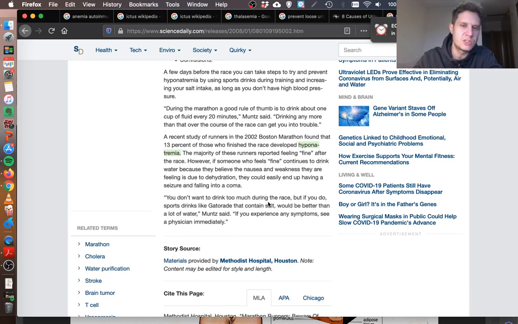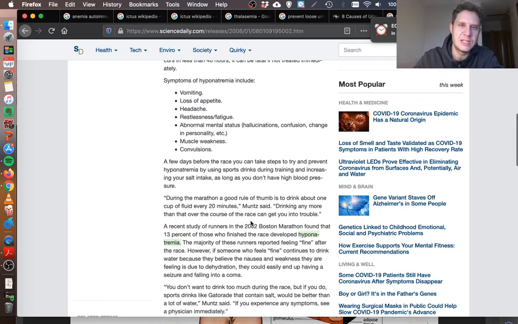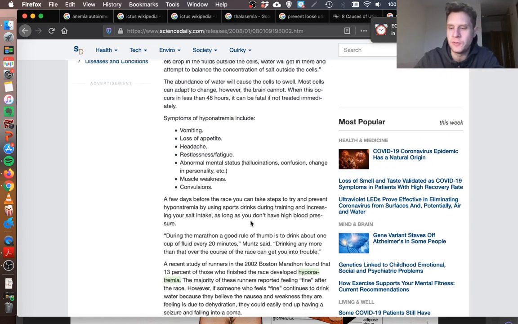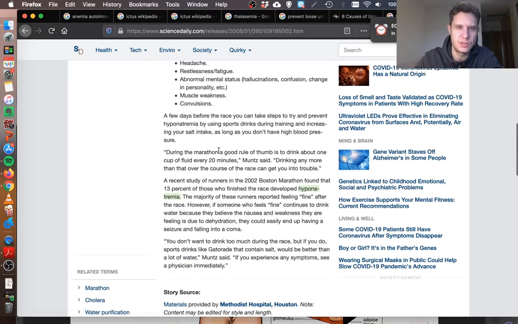You don't want to drink too much water during the race, but if you do, sports drinks like Gatorade that contain salt will be better than a lot of water. Good advertisement for this kind of drinks. So they say that you have to drink a cup of water, just a couple of shots, but every 20 minutes. Good rule of thumb: drink about 1 cup of fluid every 20 minutes. And drinking any more than that over the course of the race can get you into trouble.